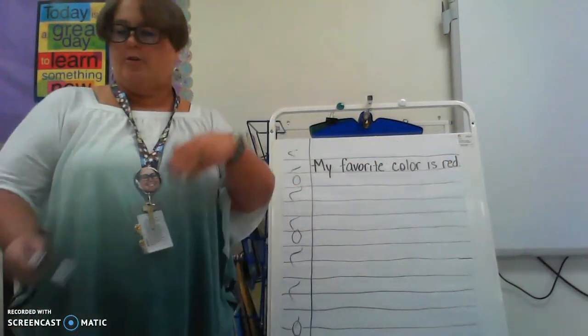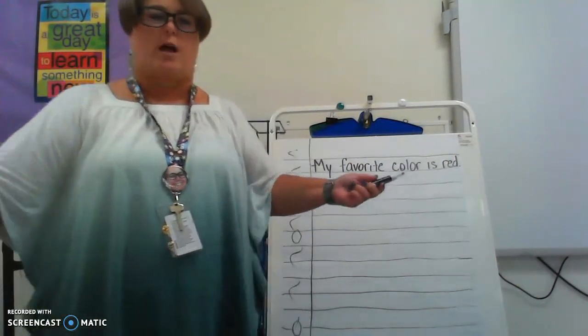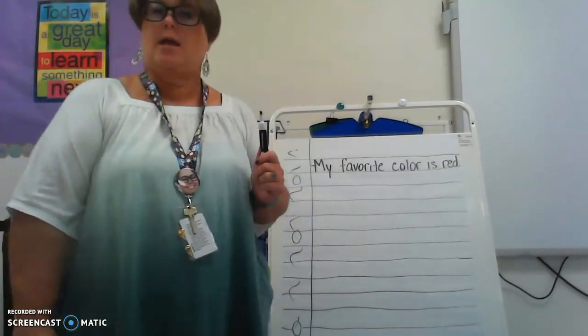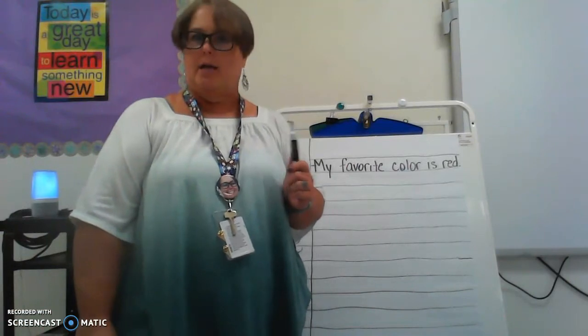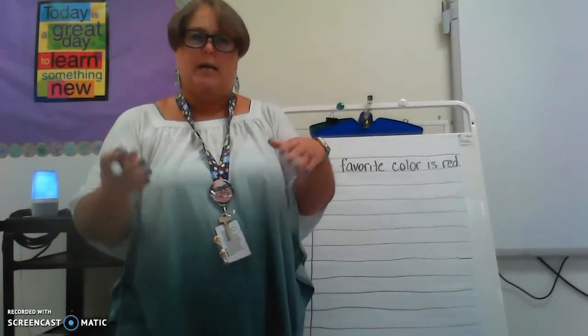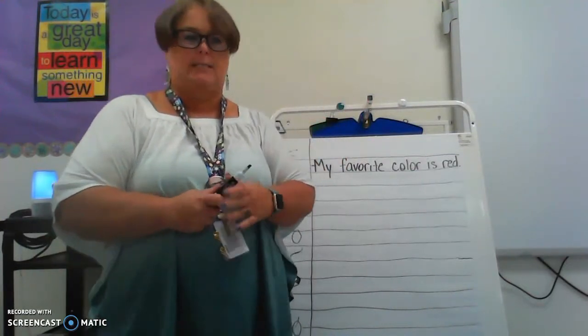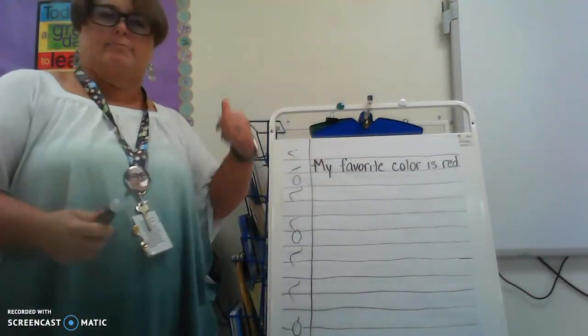So when I saw the question, what is your favorite color? Did I just write one word? Red. No, I did not. I wrote a complete sentence for my answer. So anytime you're working on assignments in reading or any subject and they ask you a question, your reply should be a complete sentence. So you shouldn't just say red. You should say my favorite color is red.